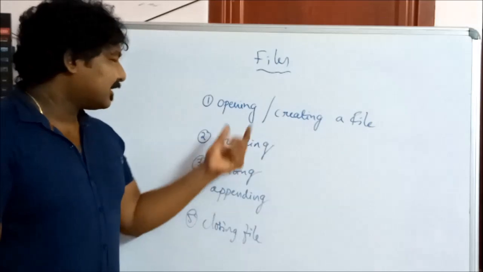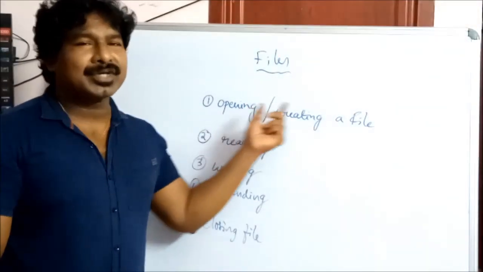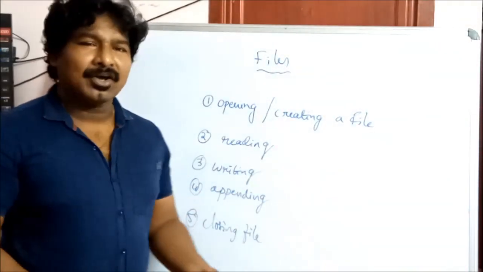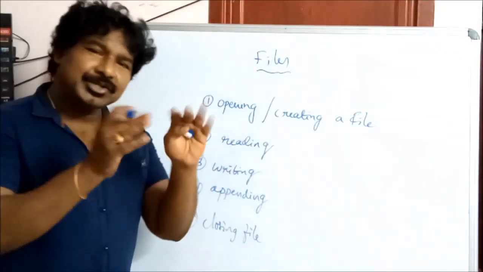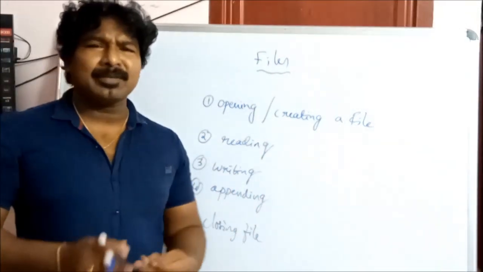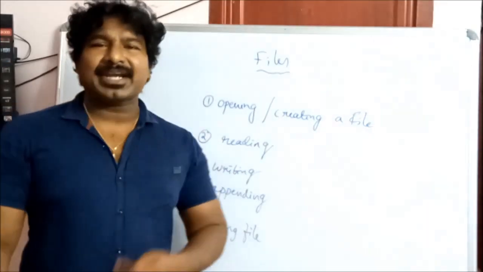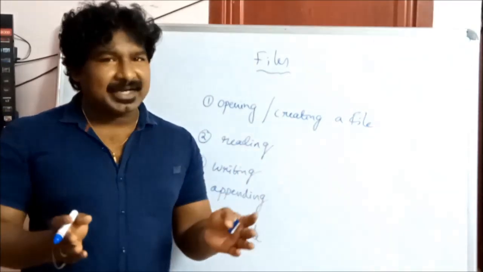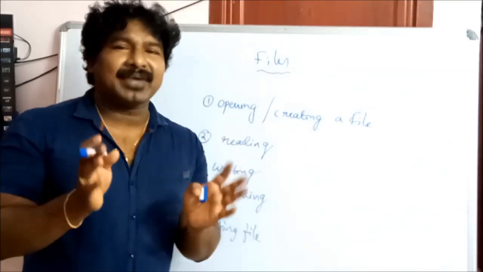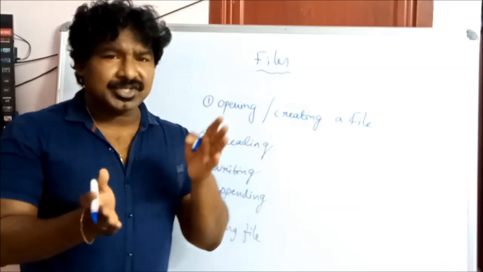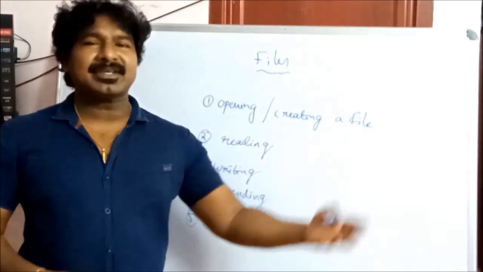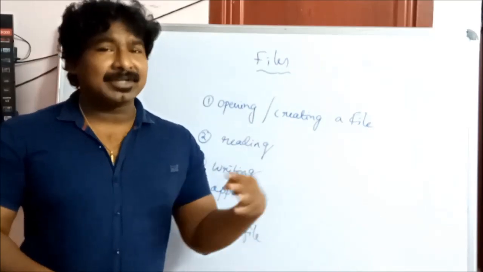So what you can do is you can open an existing file or you can create a new file. Then you can read whatever the contents are in the file, or you can write new information into the file. And the fourth one is called appending. What do you mean by appending? How is it different from writing? So writing means your file will be newly created and you can enter data into the file. Appending means there is already some file existing there and there is some information in that, so you can add extra information to the existing information. The previous contents are not deleted, so that is appending.